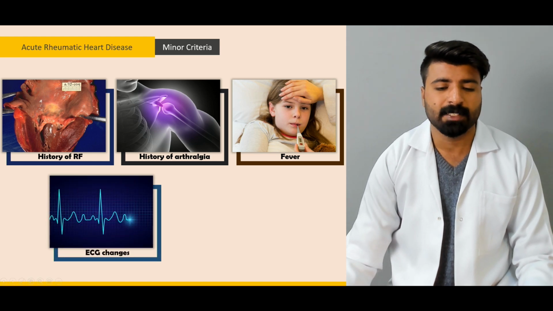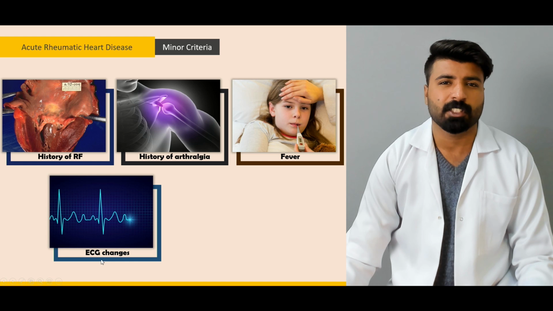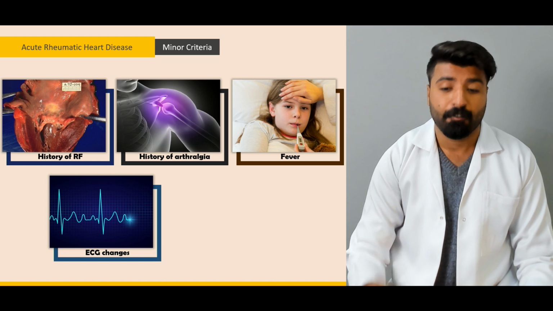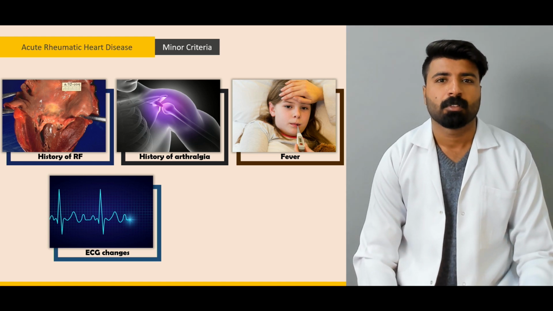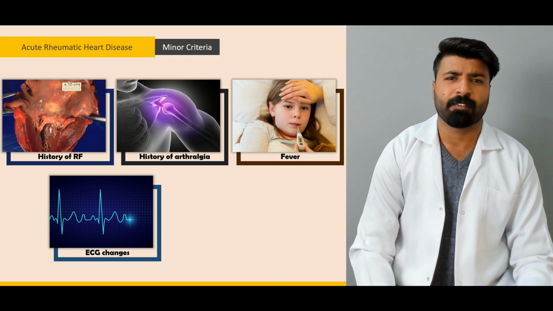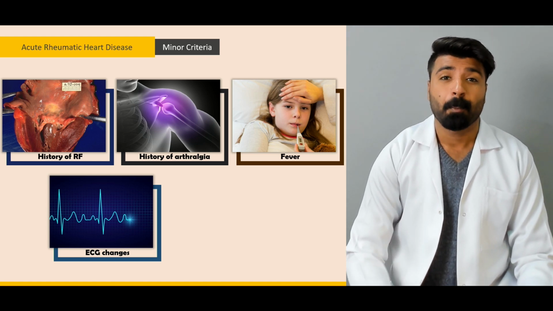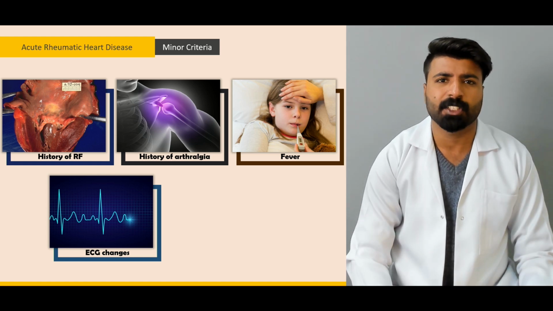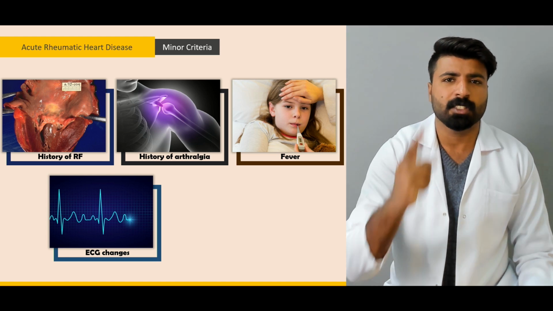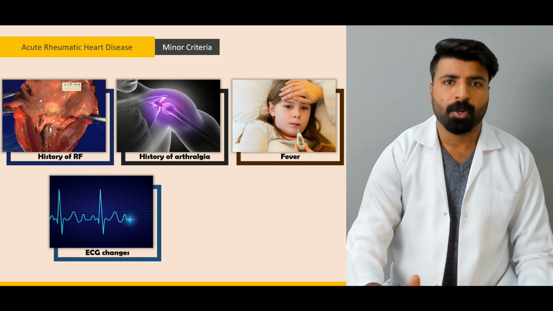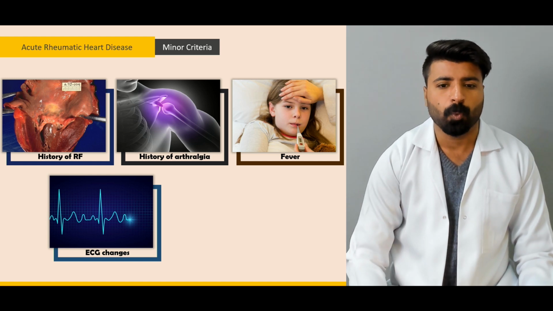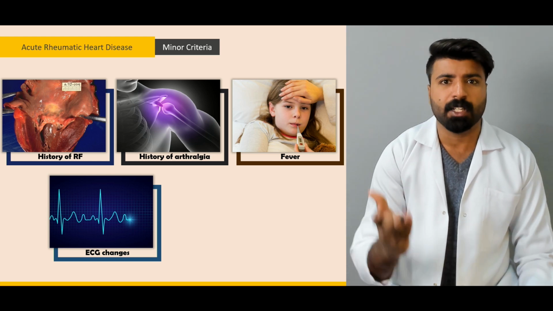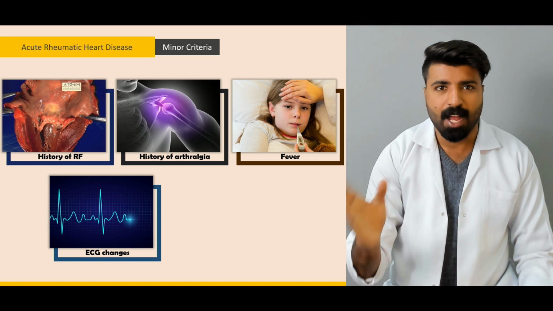What's the fourth criterion? ECG changes will be seen. Now, what kind of ECG changes will be seen? It will depend upon which structure is going to get affected. You might be thinking, what do you mean by which structure is going to get affected? There are no specific ECG changes. There are no pathognomonic ECG changes that, okay, in acute rheumatic heart disease, we're going to have this. No, maybe acute rheumatic heart disease leads to aortic stenosis. We'll see aortic stenosis in the ECG changes. Maybe it leads to mitral valve regurgitation. We'll see that in the ECG changes.